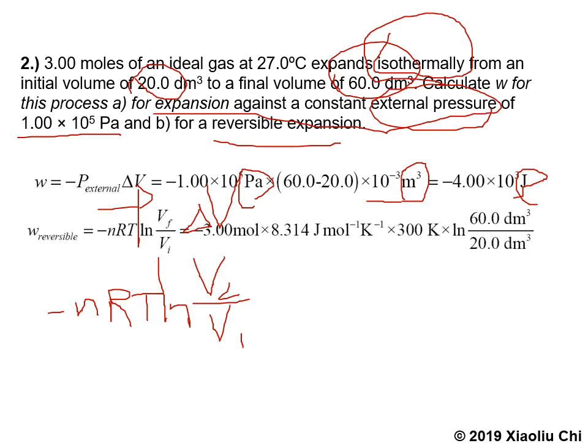Okay, so plug in everything. n is 3 moles, T is 300, constant 27 degrees, that's 300 Kelvin, ln V2 divided by V1. Now, in this case, you don't need to change to cubic meter because it's a ratio. As long as they are in the same unit, you are fine. And that gives you negative 8.22 times 10 to the 3rd power joule.